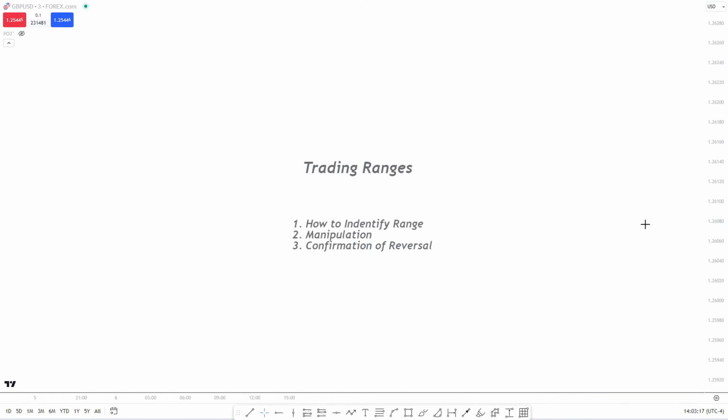You don't have to care about fair value gaps. You don't have to care about order blocks or any of the ICT array. Just literally ranges, manipulation, and reversal. That is literally it. In this video, I'm going to go over all of these things, and you will get to understand how to identify a range, how to confirm if this was a manipulation or not, and how to then confirm the reversal and then trade it. So it is going to be covering everything.